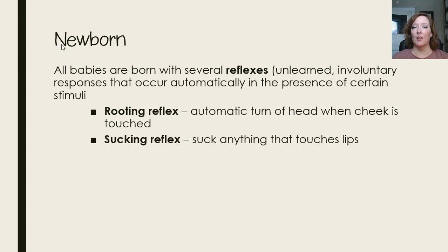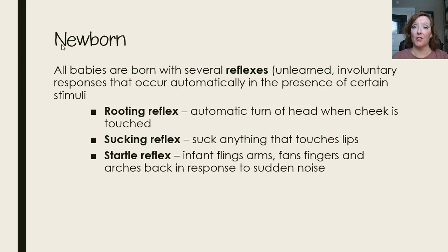The sucking reflex is basically anything that the baby has in its mouth or that touches his or her lips, the baby will suck. So if you put your finger at the baby's mouth, the baby is going to suck your finger. There is a startle reflex. If the baby is startled, usually by like a sudden noise, they will tend to fling their arms out, fan their fingers, and arch their back in response.